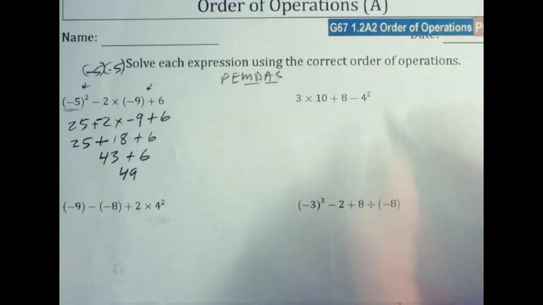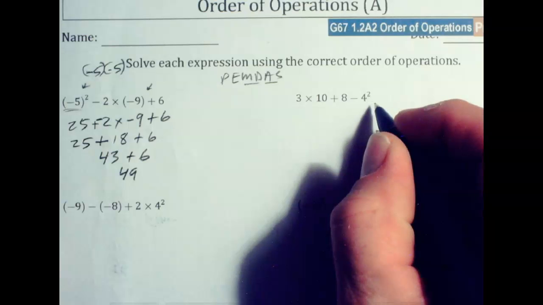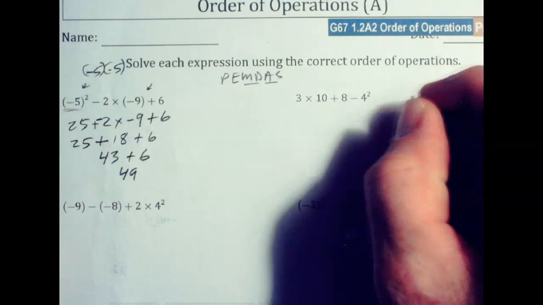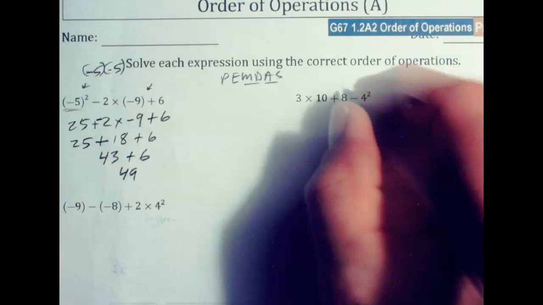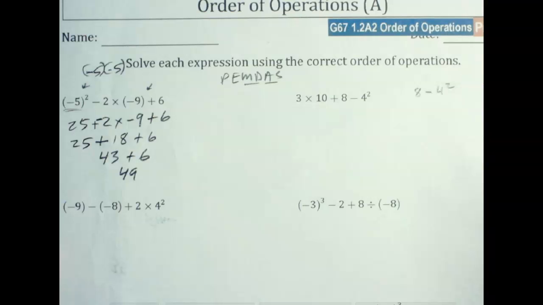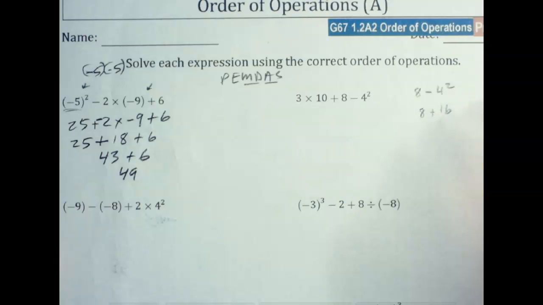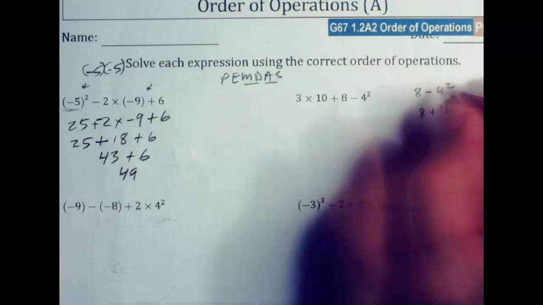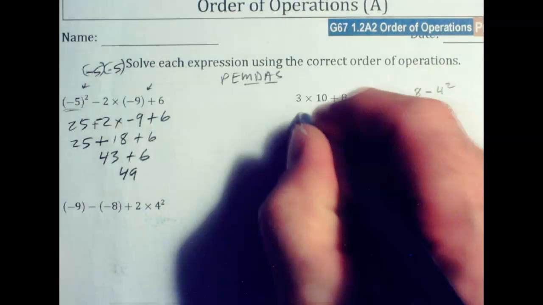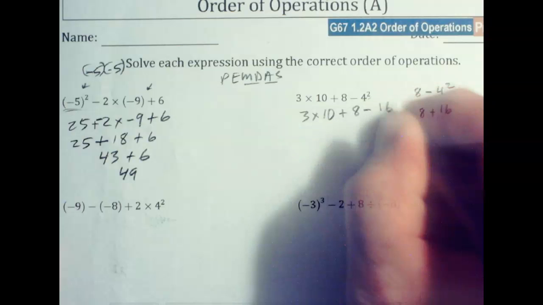All right, this next one. Again, over here, I have to do the exponent first. Now, I know a lot of you are going to say that that's a positive 16. But just think about this. Let's just say this was the problem: 8 minus 4 squared. Would you ever say that that's 8 plus 16? Because if you're telling me that that's a positive 16, that's what you're saying. See what I'm saying? There's no parentheses here, so we have to do this exponent first. So this is 3 times 10 plus 8 minus 16.